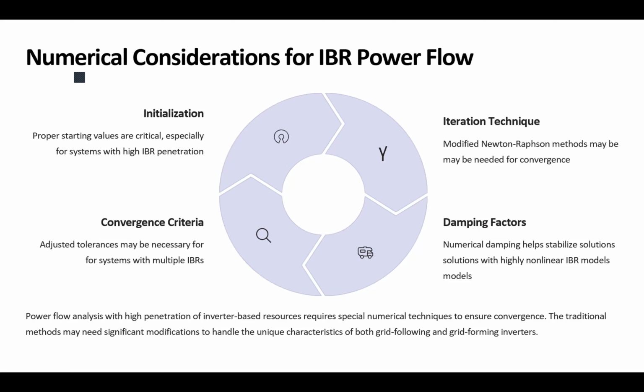And the convergence criteria is also one of the problems that we have to tackle when we talk about power flow analysis when we have IBR dominating the system. Again, that's the result of the nonlinearity and that chaotic behavior that could happen because of the nonlinearity in the function. Any question?